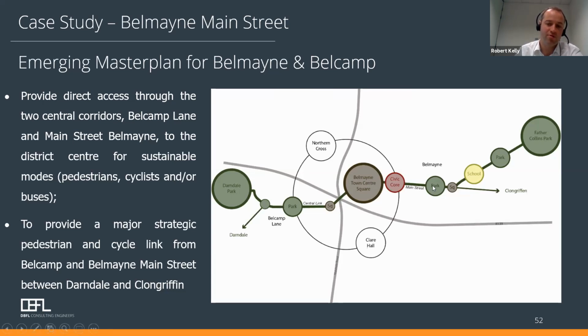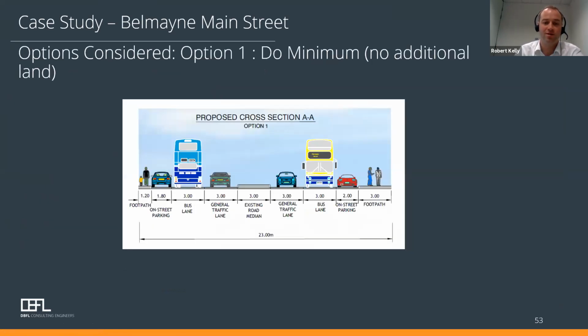There are a number of amenities such as parks, schools, etc. as well, which would need to be connected via the main street and across the Malahide Road. The key objective of that master plan was to provide a strategic pedestrian and cycle link, crucially, to enable people to access these amenities by using active travel modes. So that was a key consideration in setting our scheme objectives and our assessment criteria.